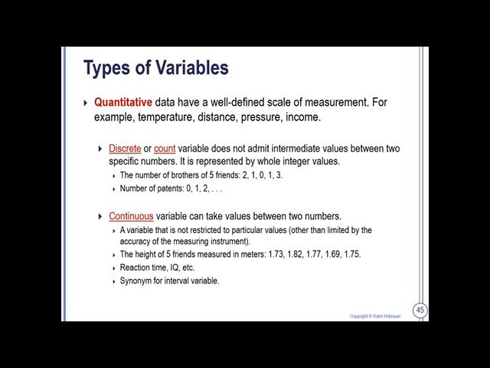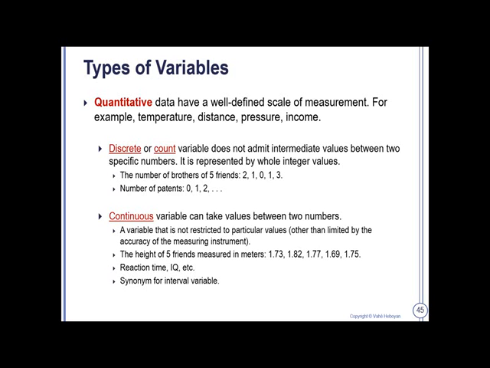Or how many patients did the physician see yesterday? Well, 0, 1, 2, and so on. Again, it has to be measured as a whole integer, because we cannot see 1.7 patients, for example. So when we deal with this type of data, then they are called discrete or count variables. They're still quantitative. It's just they're different than some others that we'll see.